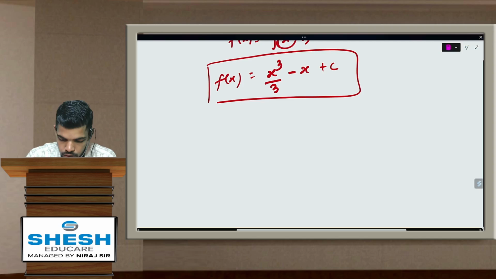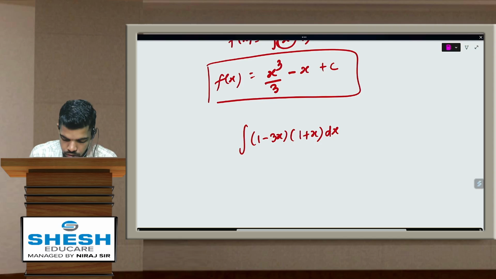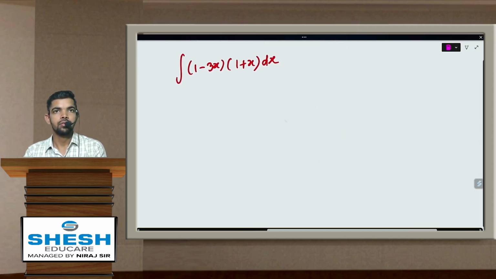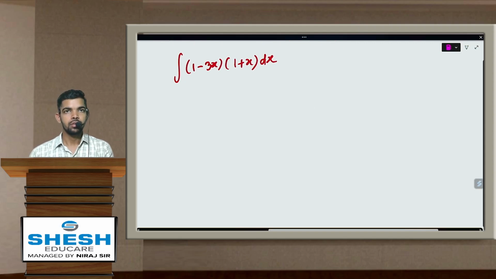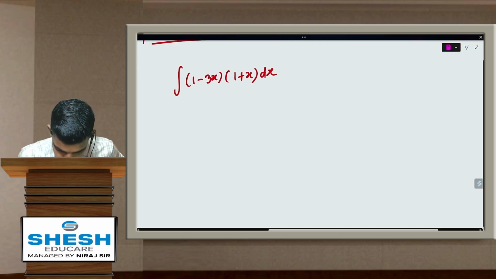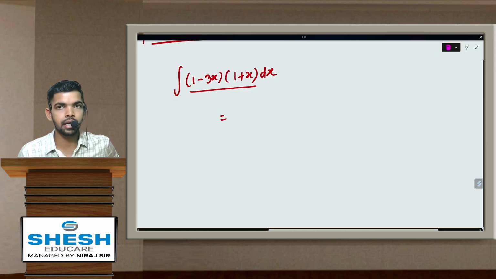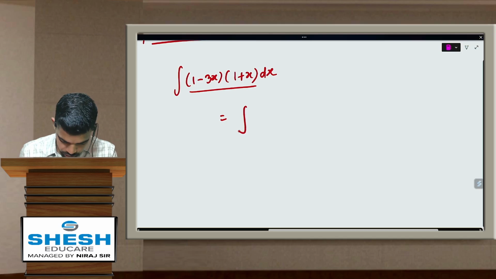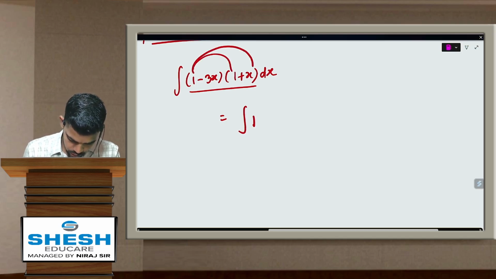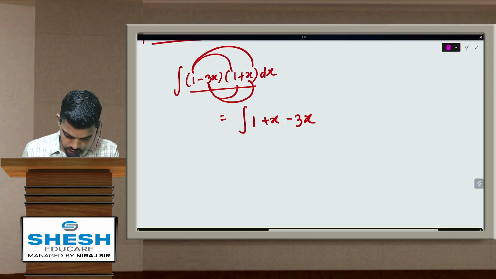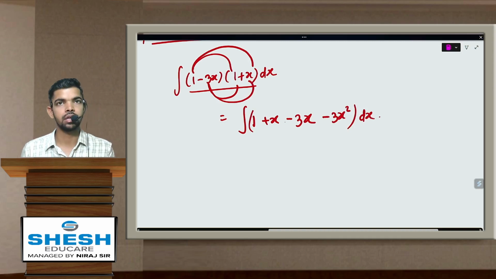Next you have questions like the integration of (1 minus 3x) and (1 plus x) dx. This integration you have to do. So how will you do it? Here either you can use the u into v rule, or what we will do is first simplify these two brackets. So what will be the simplification? 1 into 1 is 1, 1 into x is x, then minus 3x into 1 is minus 3x, and minus 3x into x is minus 3x square, into dx.